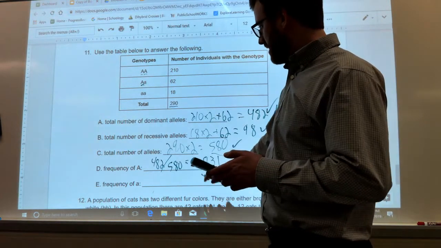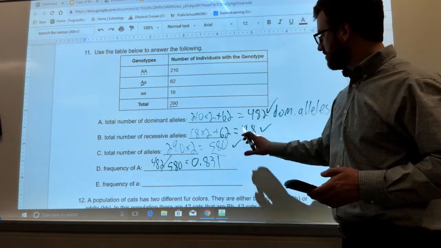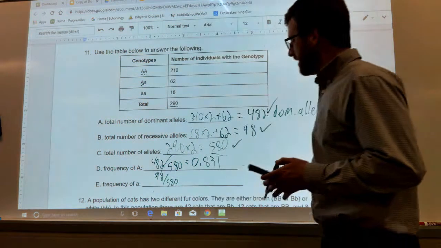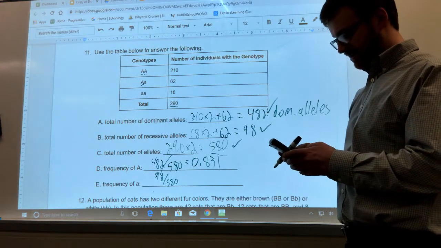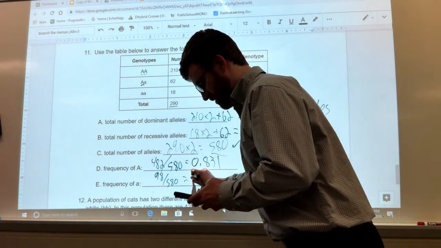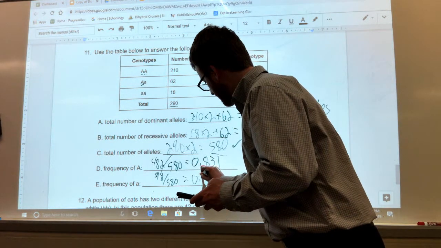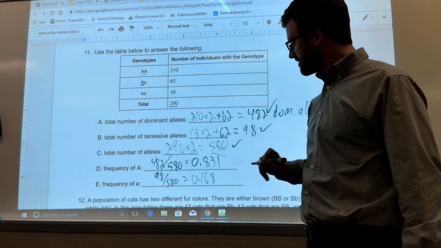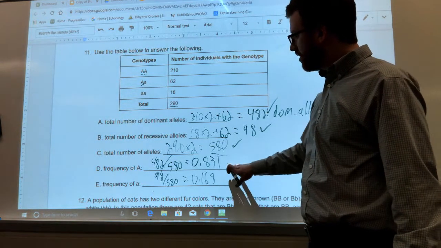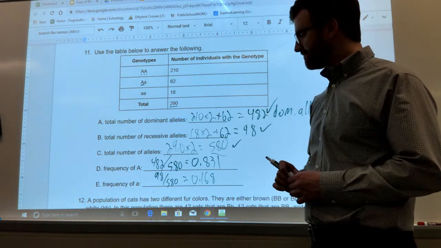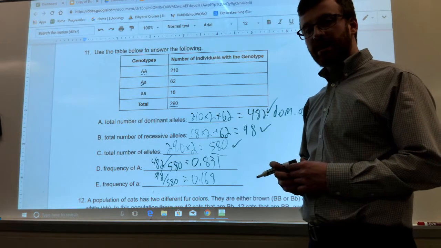And now for the frequency of little a, you just do 98 divided by 580, and you will get 0.168. Add these up, you will get just about 100%, which is what we want, because these are our 2 results, and they're going to add up to 100. Okay, so that's how you do it, and that's all.